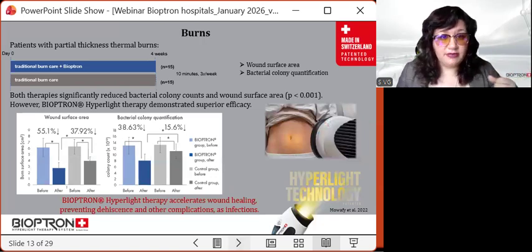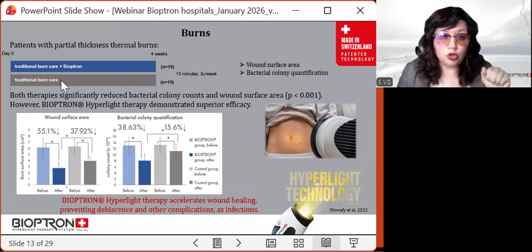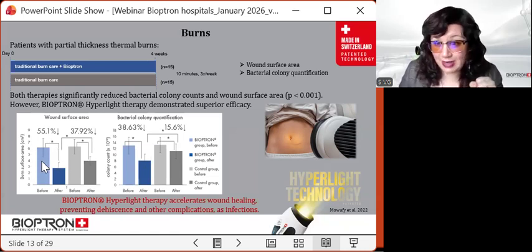You can, for example, give them this example about burns in this clinical study. As always, two groups comparing traditional burn care, as they do normally in the hospital, and the same protocol with Bioptron for 4 weeks, and they check the wound surface area and the bacterial colony quantification because it can become infected. And as you can see here, as always, in blue, it's the Bioptron group, in gray, the control group. The wound surface decreased much more when they were adding Bioptron.